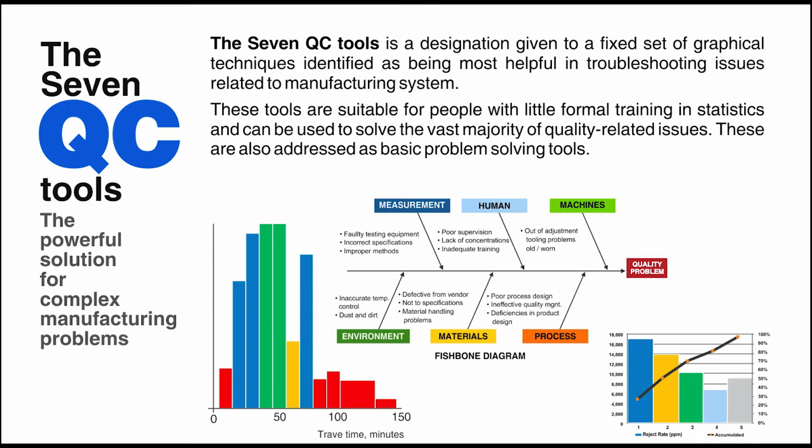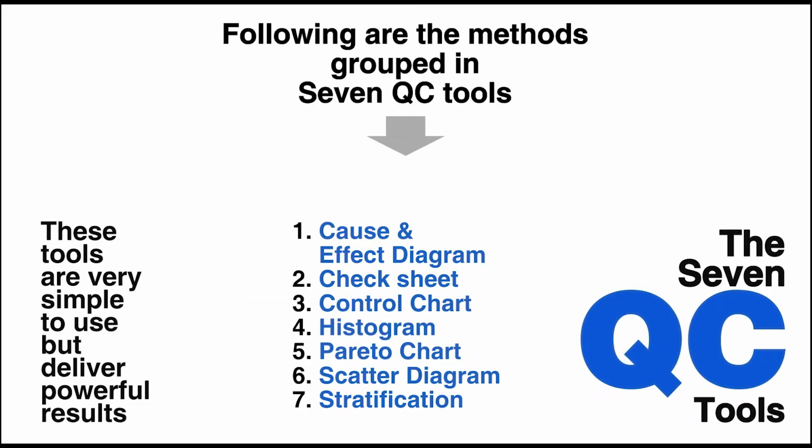These tools are suitable for people with little formal training in statistics and can be used to solve the vast majority of quality-related issues. These are also addressed as basic problem-solving tools. Following are the methods grouped in 7 QC tools: cause and effect diagram, check sheet, control chart, histogram, Pareto chart, scatter diagram, stratification.